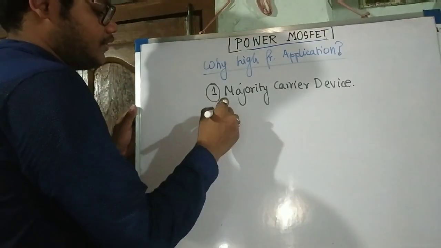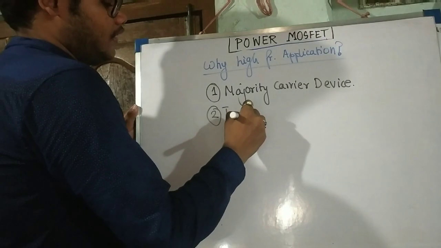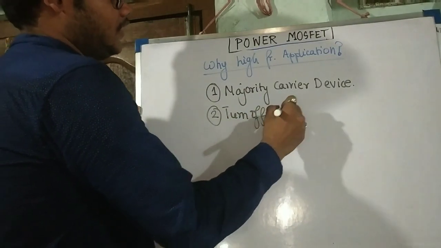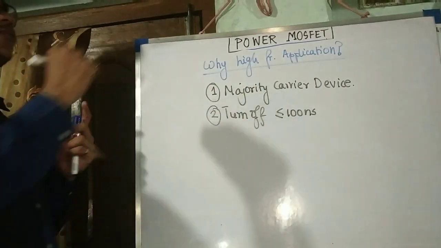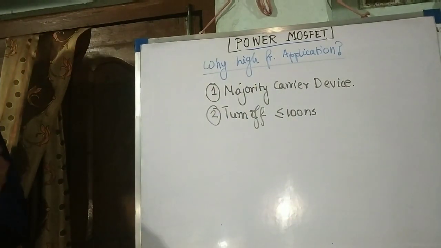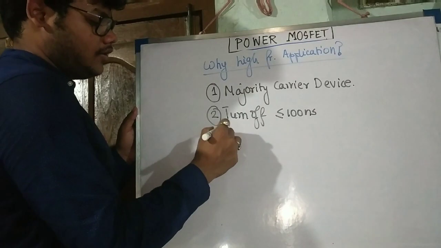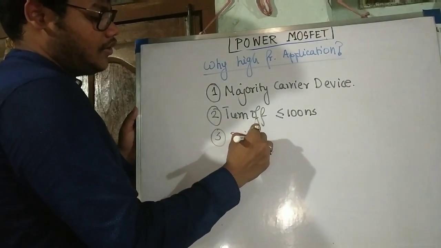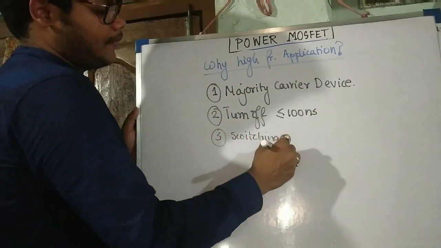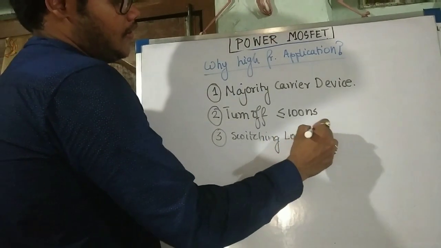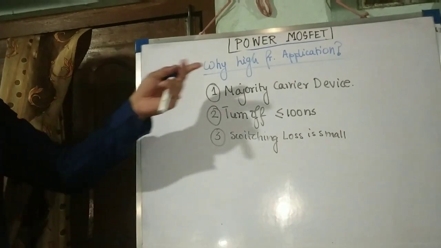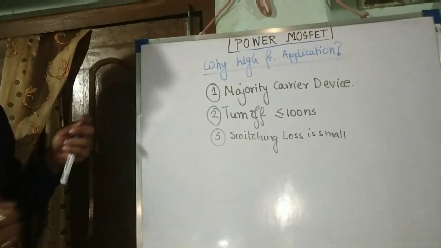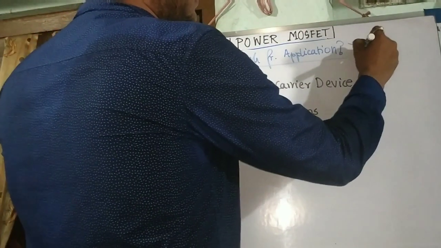So the turn off time of the MOSFET is actually less than or equal to 100 nanosecond, which is very small. That's why the switching loss is also small. So the MOSFET is used for high frequency application. It is used for greater than 200 kilohertz frequency application.